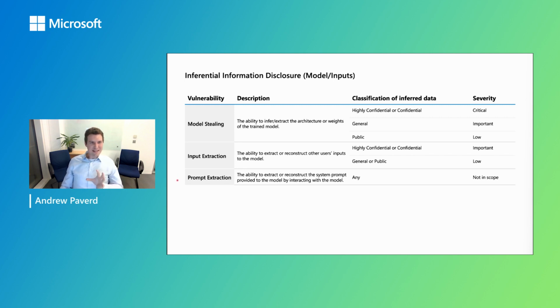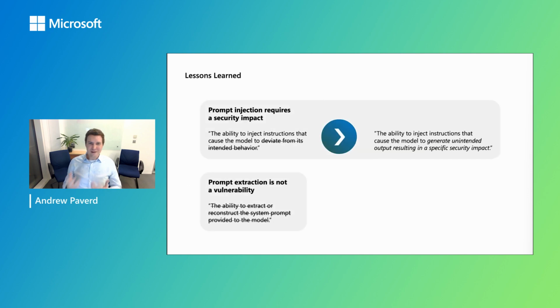And so this concludes our set of information disclosure vulnerabilities, or inferential information disclosure. These are the new types of vulnerabilities that we've added to the AI bug bar. But as I mentioned, we've also been learning, and we've learned some lessons along the way. So I wanted to share 2 lessons with you that we've actually learned since publishing our original AI bug bar.